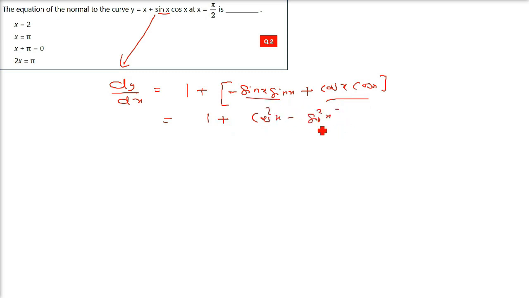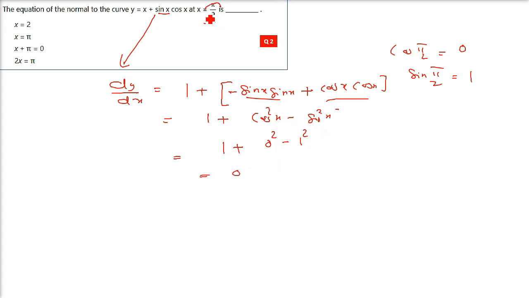Now we need to find out dy by dx, or the slope, at x is equal to pi by 2. So cos pi by 2, sin pi by 2. Please understand cos 0 is equal to 1. Cos pi by 2 is equal to 0. Sin 0 is 0. Sin pi by 2 equals 1. That you have to place it here. 1 plus cos square pi by 2, that is 0 square. Sin is 1, so minus 1 square. 1 minus 1 is going to be 0.